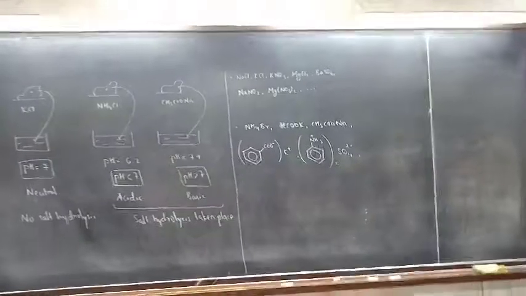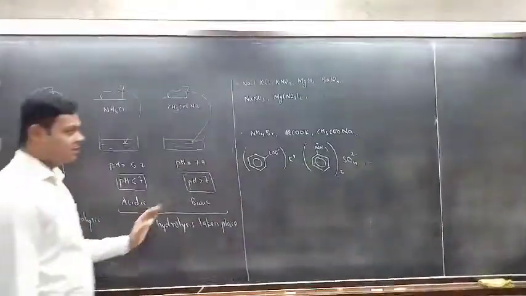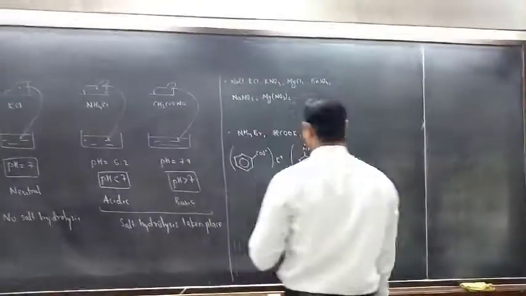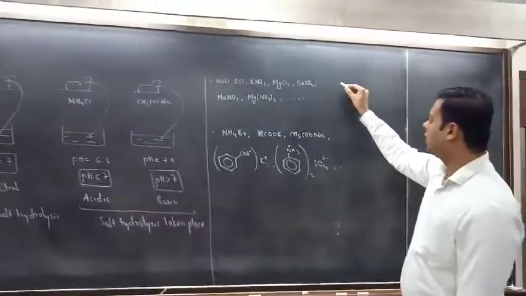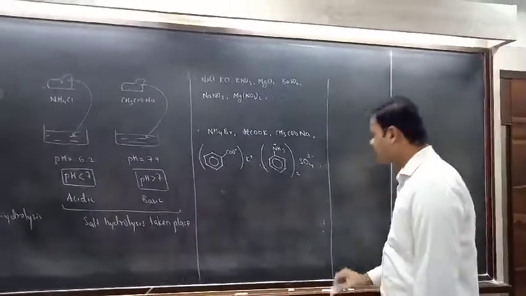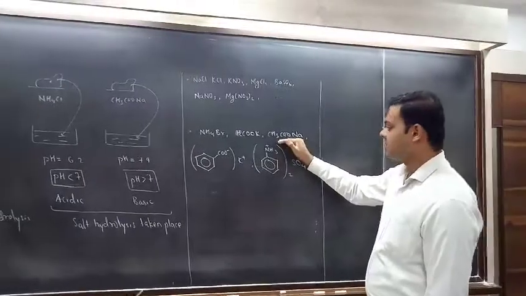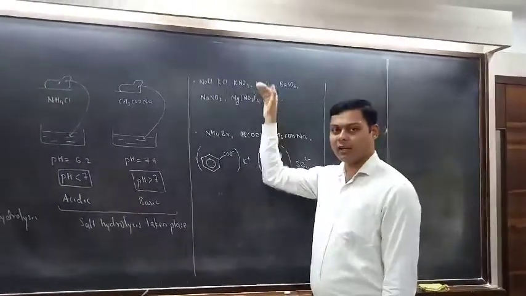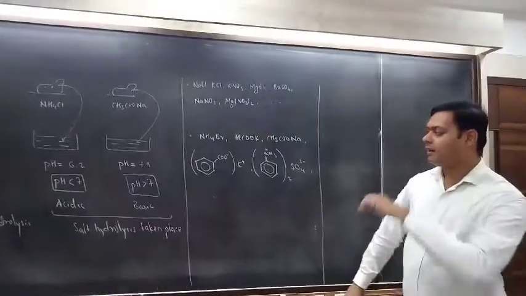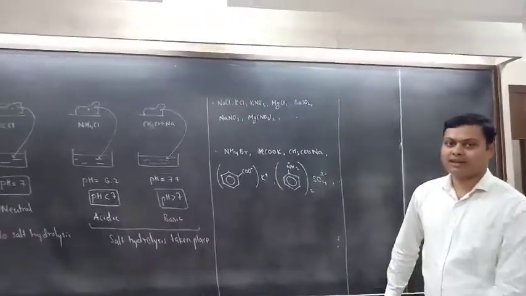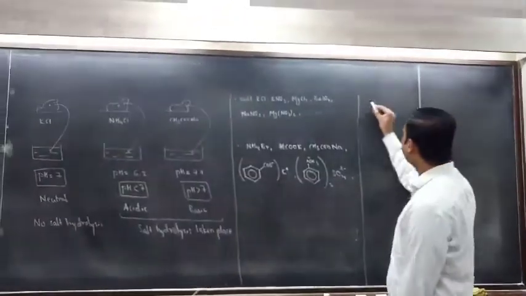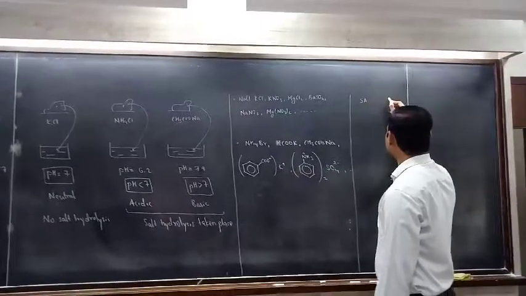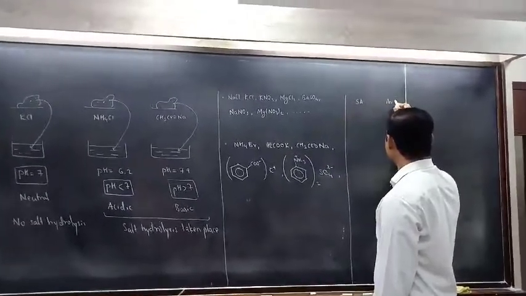Now we will try to understand which different salts are producing the effect of salt hydrolysis and which are not. For that we need to understand which ions, that is cations and anions, are playing roles in this. For that we will understand the concept of strong acid and strong base. So what are strong acids and what are the anions present in them?